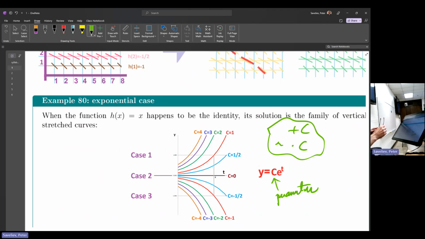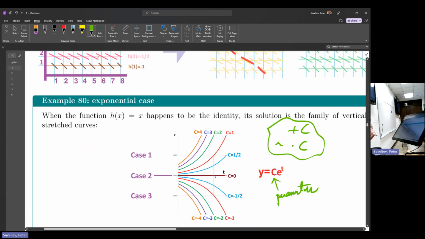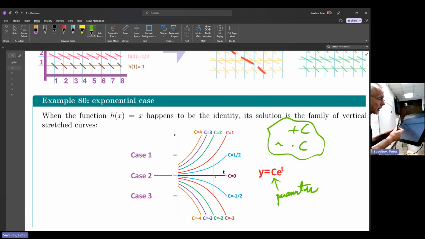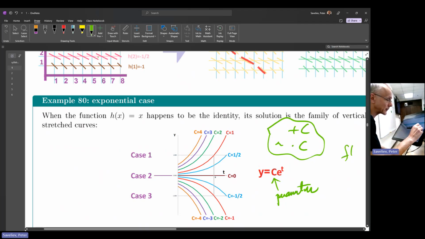Addition shifts in the vertical direction. Multiplication by -1 flips it. Multiplication by a positive constant stretches it. It's stretching in the vertical direction. So say f of t and 2f of t. What's the difference? The second one is stretched in the vertical direction.